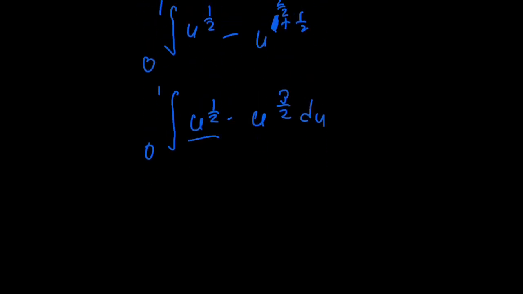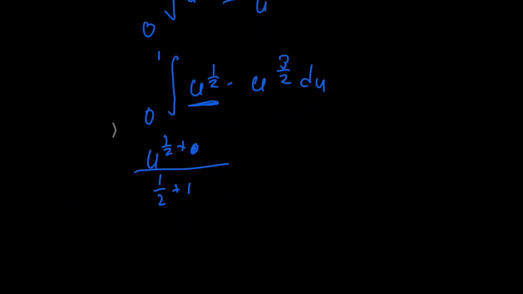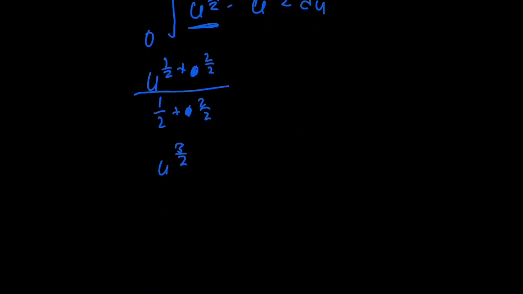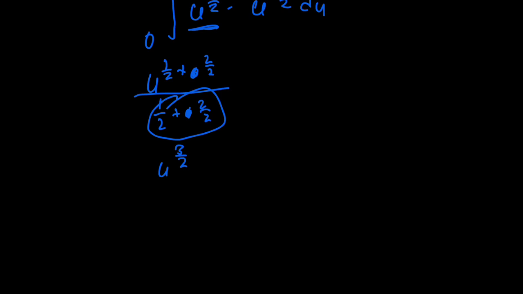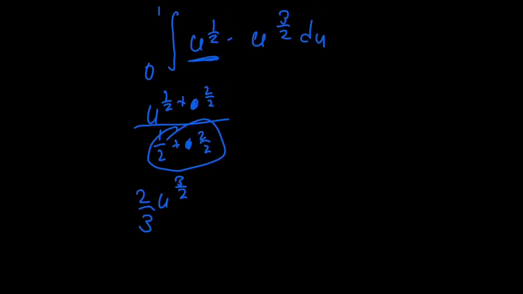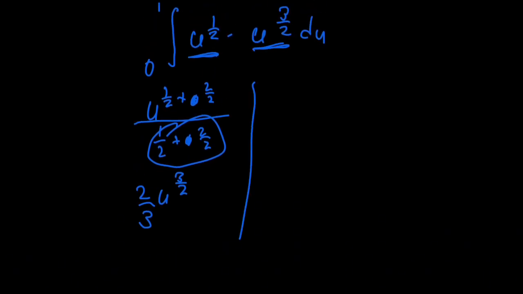Now we can integrate these individual terms. So u to the 1/2, we add 1, so this is our inverse power rule, plus 1. And since this is the same as 2/2, and this is also 2/2, we can say this is u to the power of 3/2. And then we can take the reciprocal of this fraction here. So that's 3/2, and then we can flip it upside down, so we get 2/3 u to the 3/2.